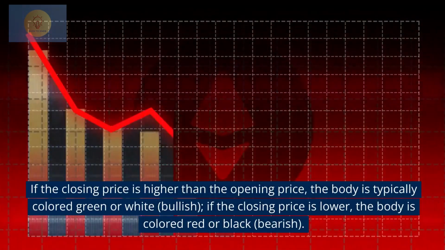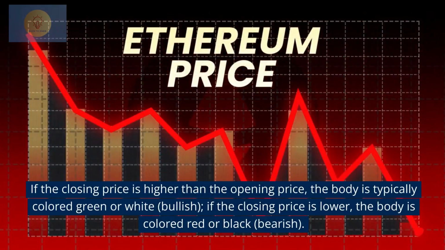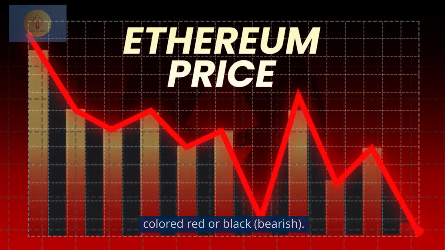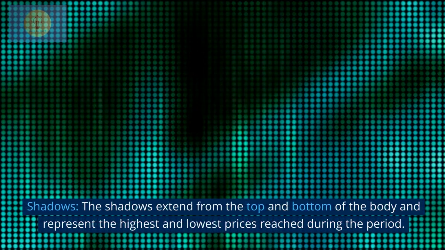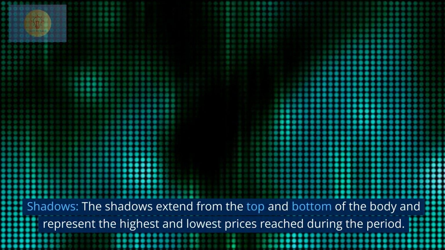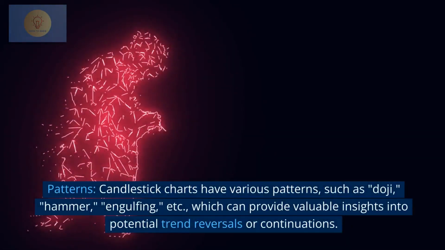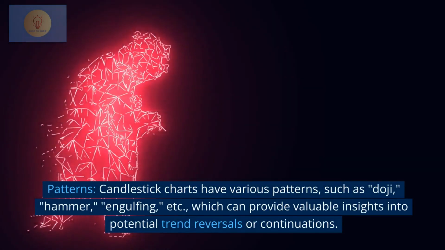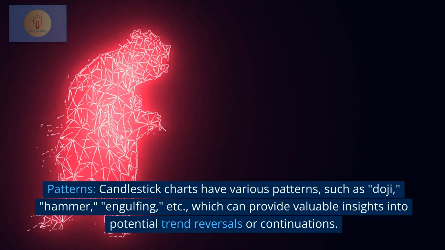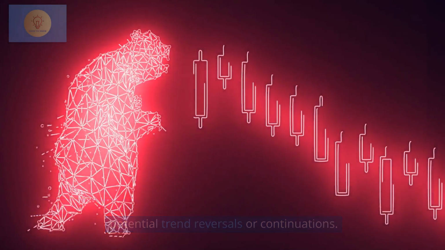If the closing price is higher than the opening price, the body is typically colored green or white, bullish. If the closing price is lower, the body is colored red or black, bearish. Shadows. The shadows extend from the top and bottom of the body and represent the highest and lowest prices reached during the period. Patterns. Candlestick charts have various patterns, such as doji, hammer, engulfing, etc., which can provide valuable insights into potential trend reversals or continuations.